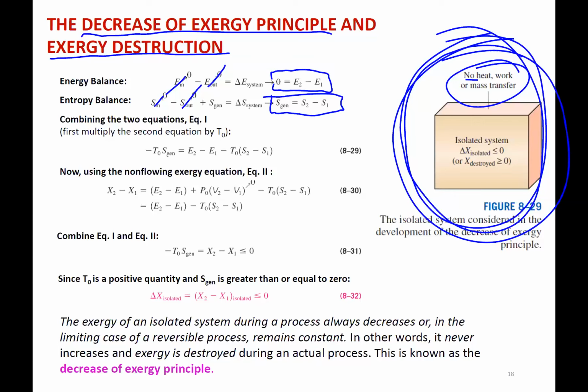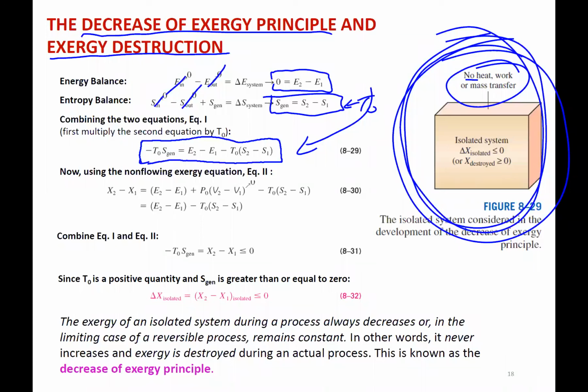We combine the two, but we do it first by multiplying the second equation by T naught, and then subtracting it from the first. If we do that, multiply it by T naught and then subtract it, that's the entropy balance combined with the energy balance. We get that equation. So we see Sgen in there, we see the change in energy, we see this T naught delta S. All right, so what does that mean?